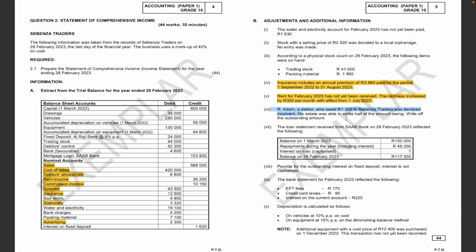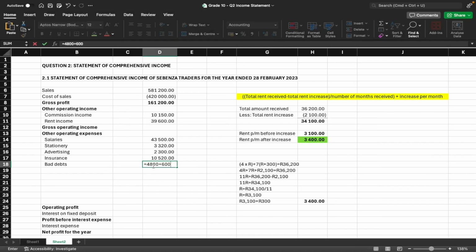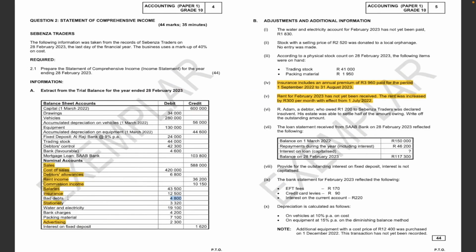Okay, so this guy owed us 1,200 and he can only pay us half of that. Half of 1,200 is 600 rand, so the other 600 rand has to be written off. So I'm going to add that 600 rand to the 4,800 rand. It's going to be 4,800 that we're given in the trial balance plus the 600 rand that we have to write off, and that will give us 5,400 rand. So let's highlight that. That was easy enough to do.